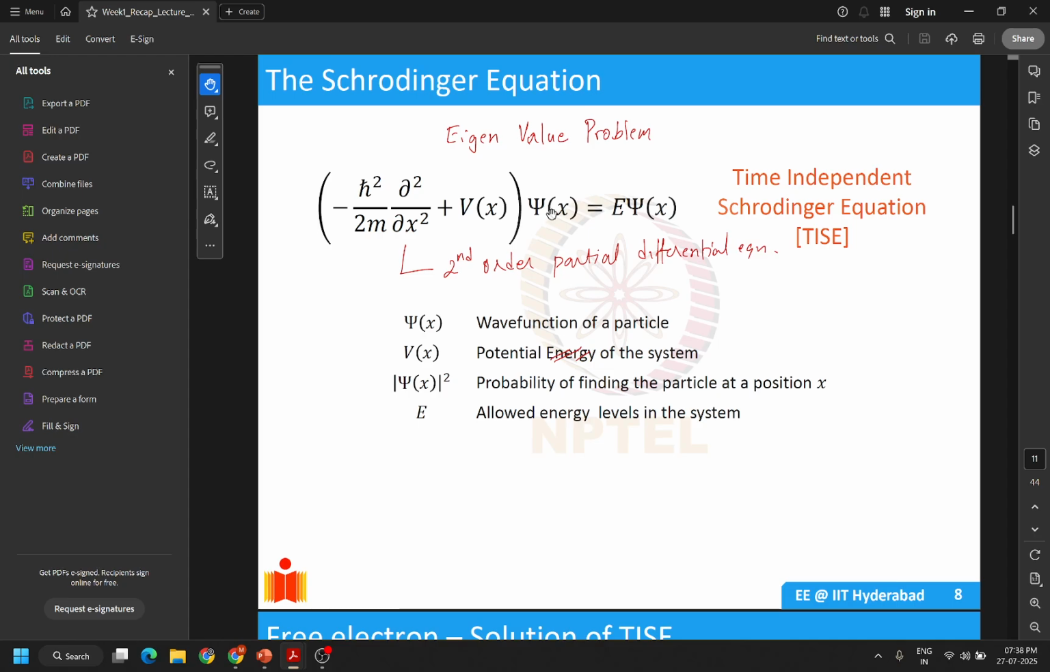This one in particular is the time independent Schrodinger equation, because we are assuming the state of the particle is not changing with time. Otherwise, we'll have to incorporate the time operator also, and the wave function will also be dependent on time.